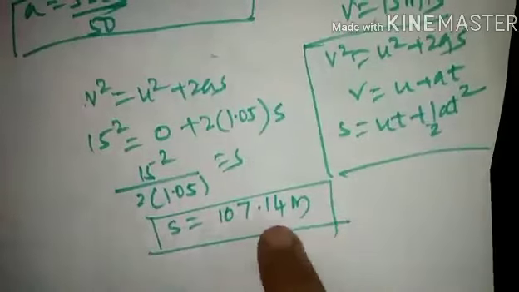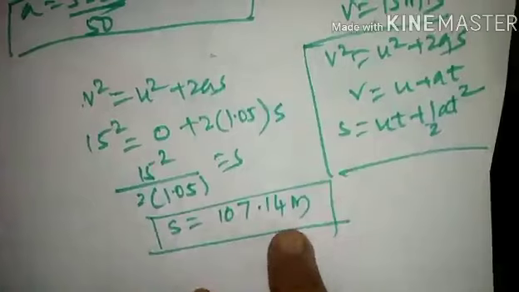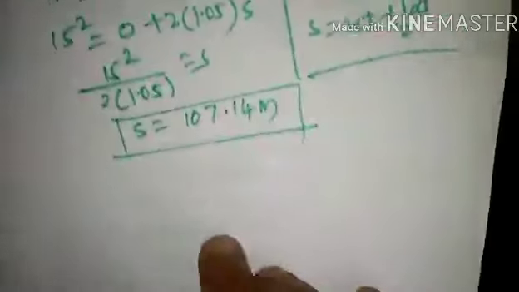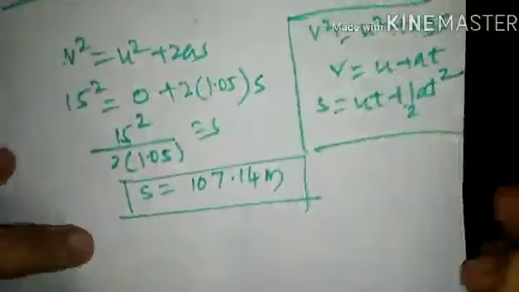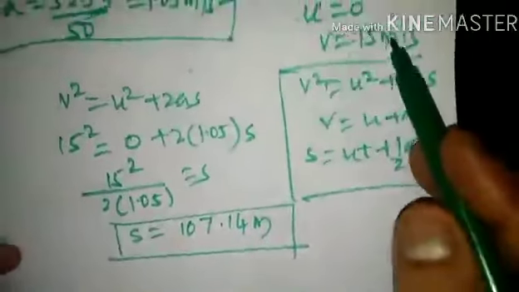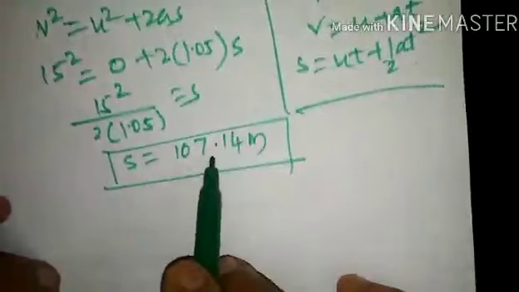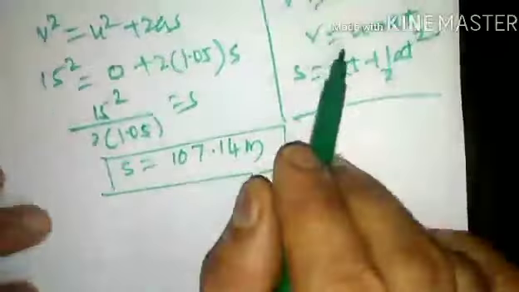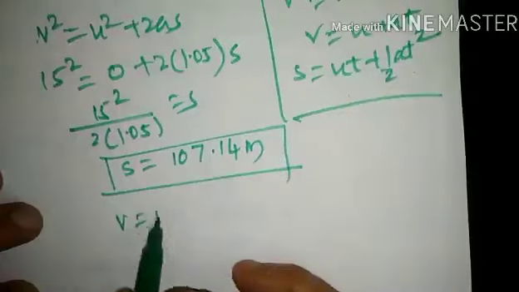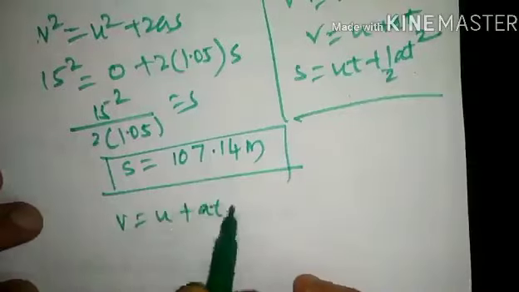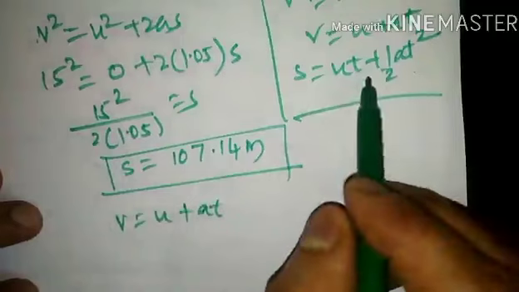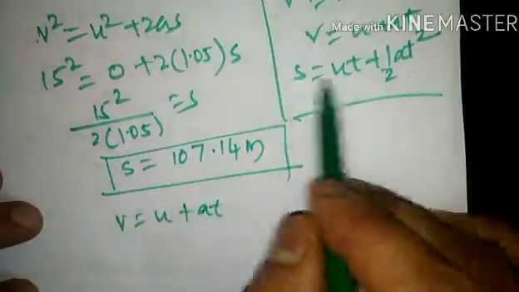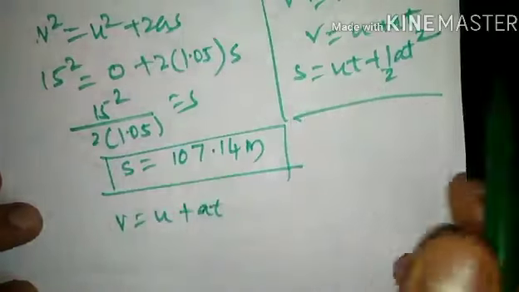Now to reach this particular distance of 107.14, I need to check how much time is required with a velocity of 15 meter per second. With a velocity of 15 meter per second, how much time is required to cover a distance of 107.14. For that, I will be making use of the second equation, which is v is equal to u plus at. Certainly, you can make use of the second equation also. As we know the value of s, you can certainly find out the value of t also.